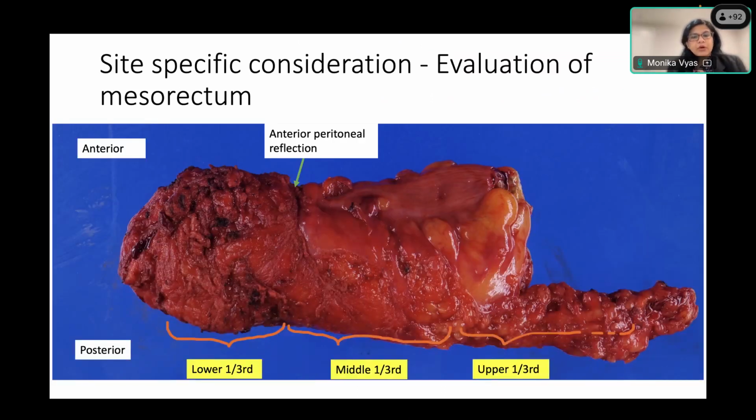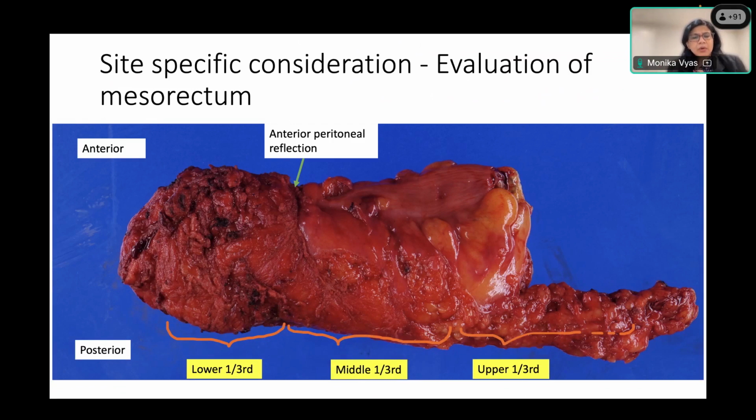So, moving on to the rectum. As you know, the rectum is a special portion of the gastrointestinal tract because it's not entirely invested by the serosa. What I'm trying to illustrate here is that the upper rectum is completely invested by the serosa, except in the posterior part, where the rectosigmoid continues with the mesentery.